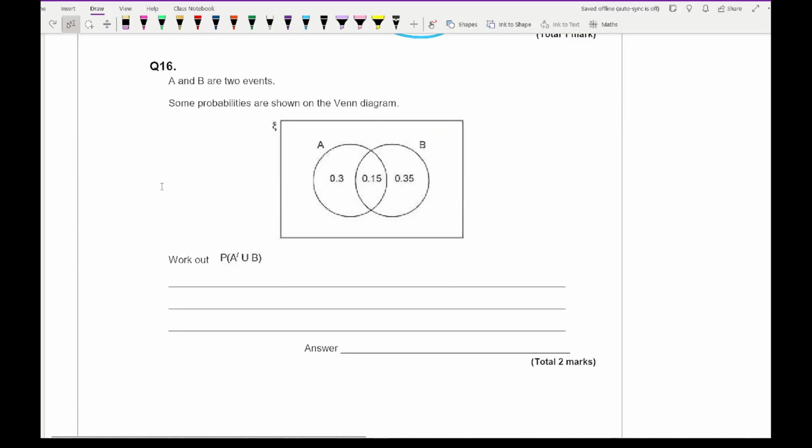Then for question 16, it says A and B are two events. Some probabilities are shown in the Venn diagram. Work out the probability of not A or B. Now for this, we can work out what goes outside, which is 0.2. Now we need to shade in the two individual bits. So if I shade in all the area that's not A, then basically what I'm shading in is this, so everything apart from the circle of A.